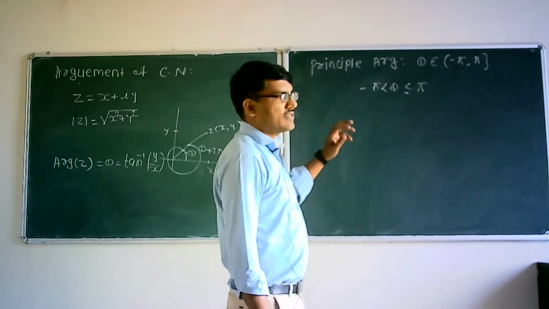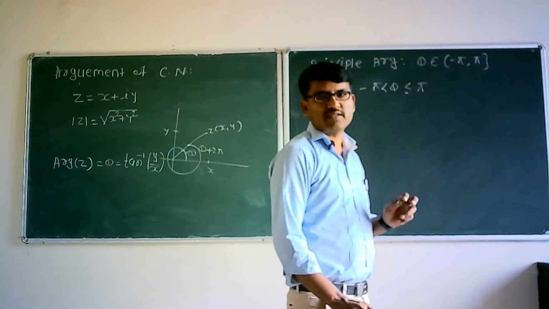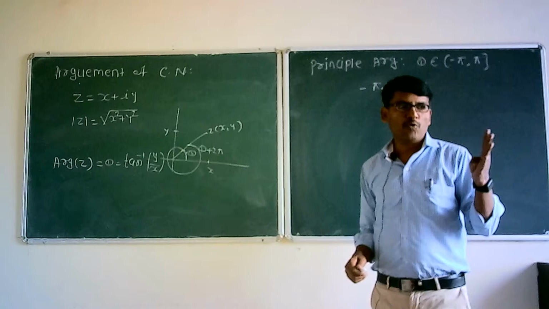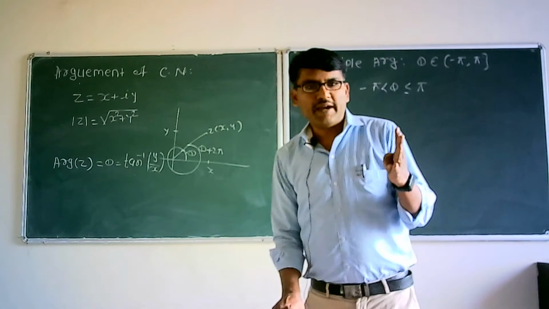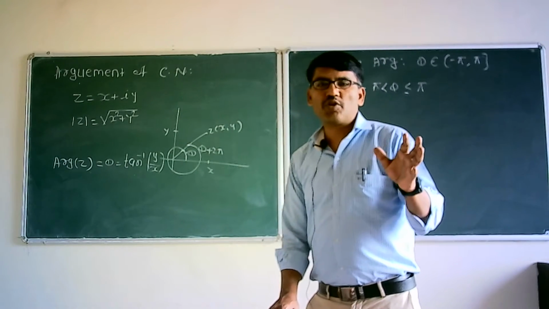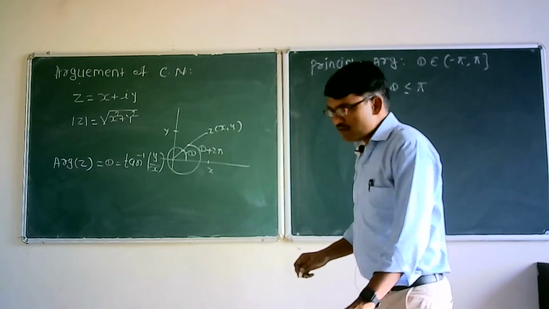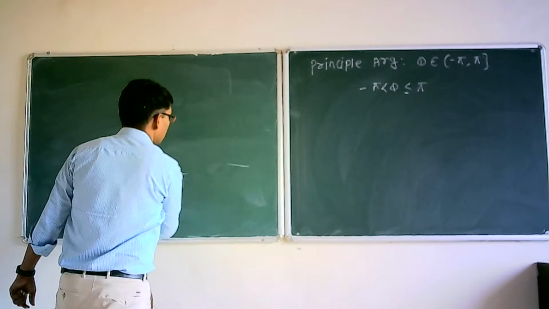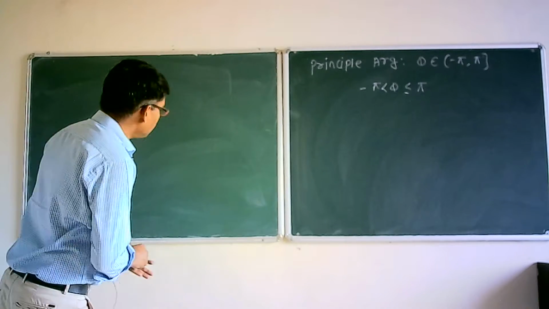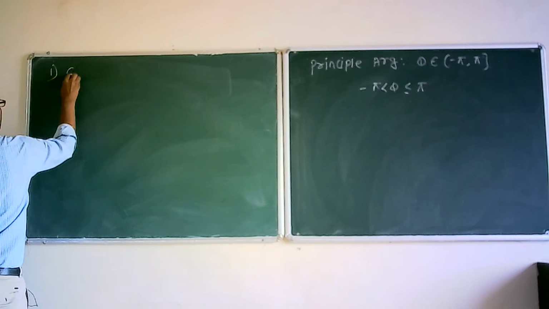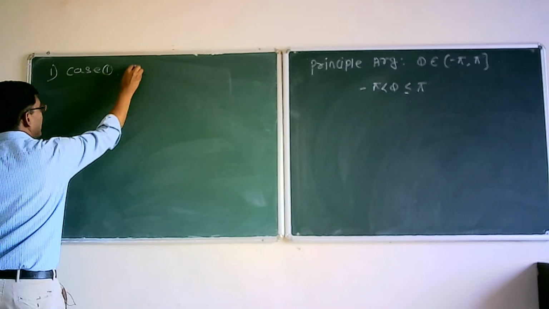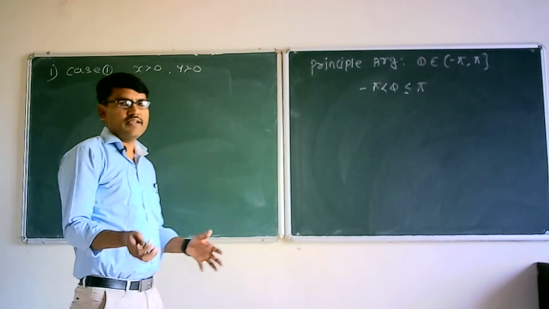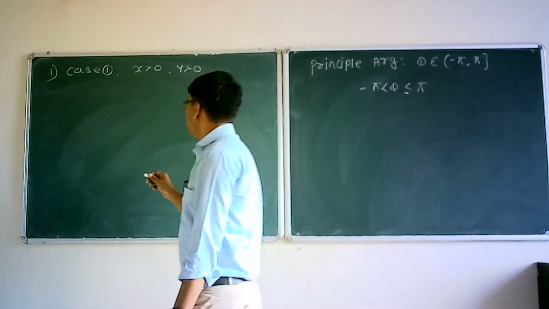Now, how to find this principal argument? There are again 4 cases, because there are a total of 4 quadrants in the plane. So we can find the argument of z by using the exact location of our complex number. Case number 1: if x is greater than 0 and y is greater than 0, it means your complex number lies in the first quadrant, the positive quadrant.